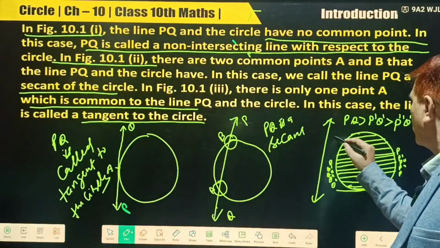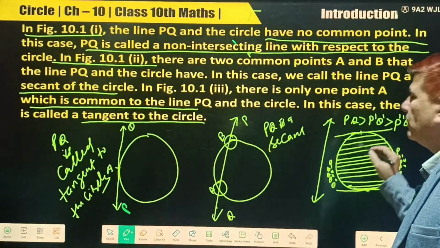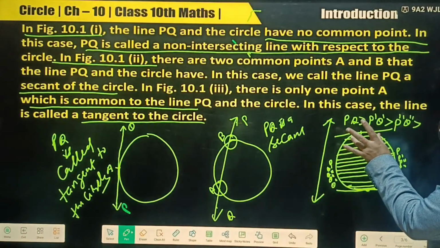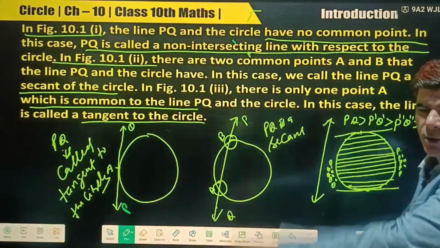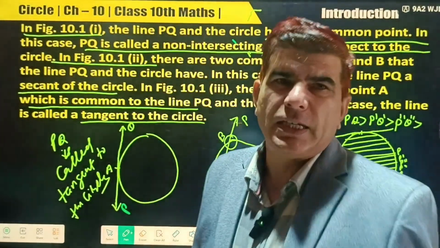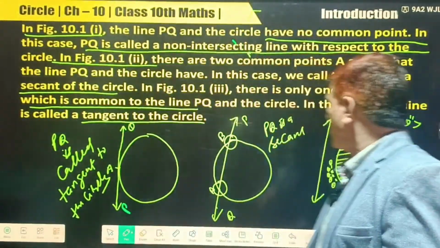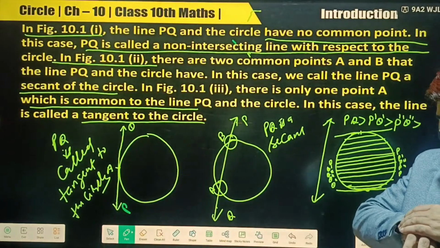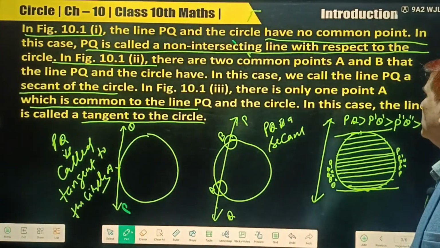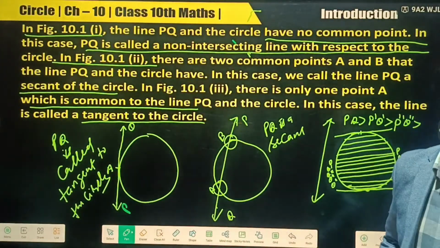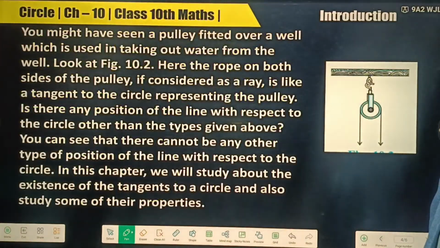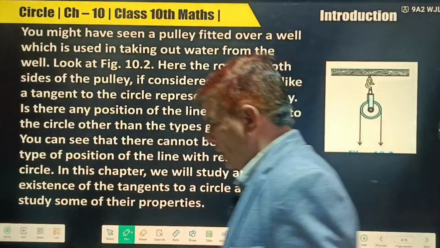So in this chapter, what will we read? We will read the property. This distance starts decreasing, and both come at last to a point. Then this secant becomes a tangent to the circle. And in this chapter, we will read about the property of tangent. Understood? One more example is given of tangent.